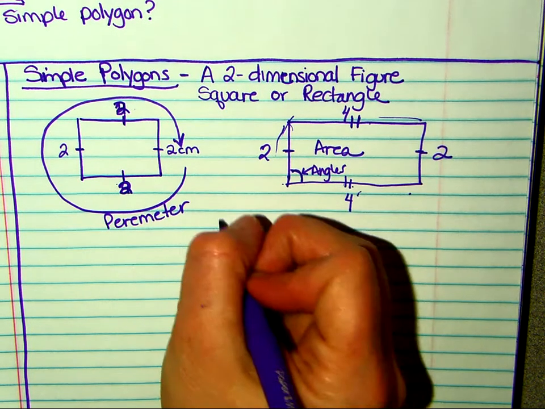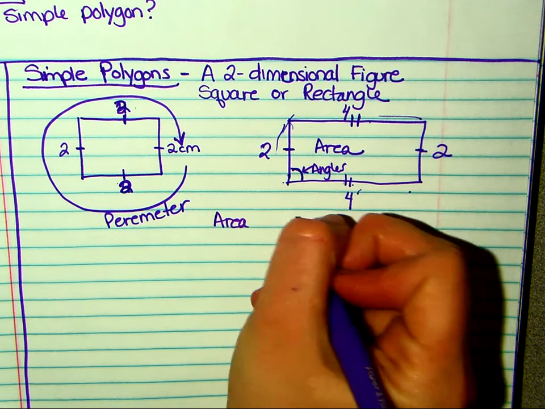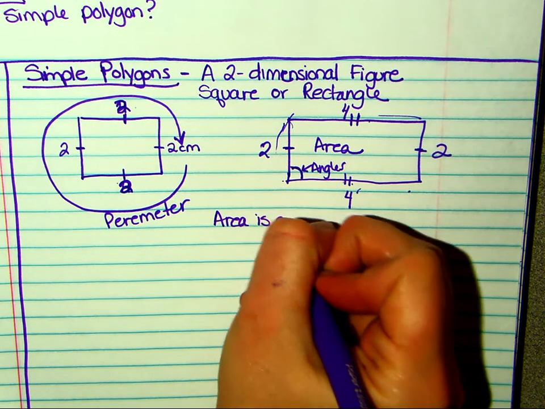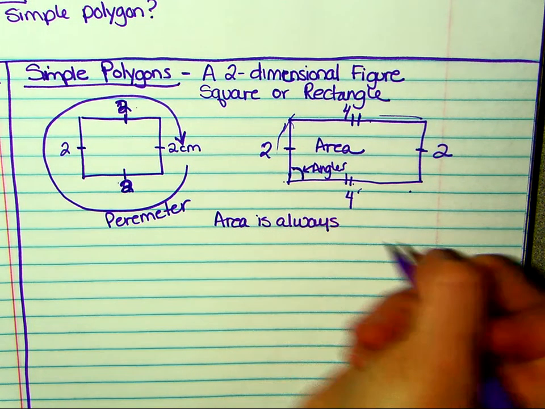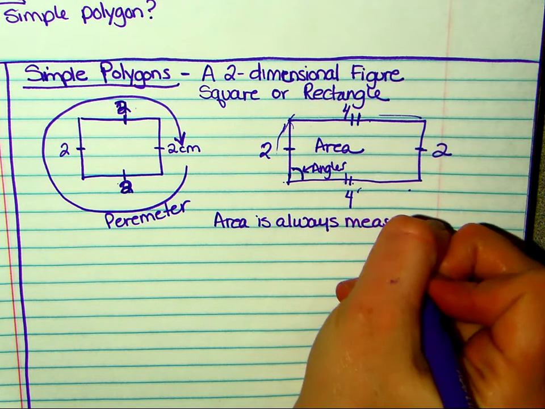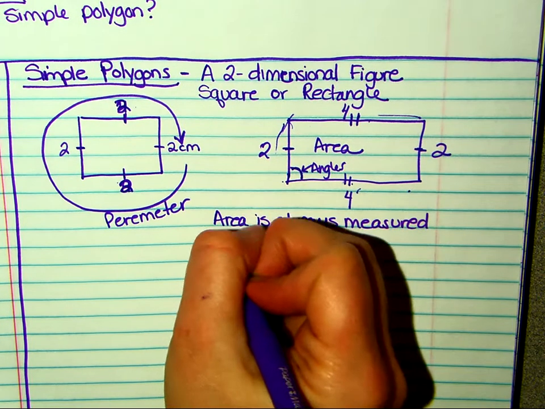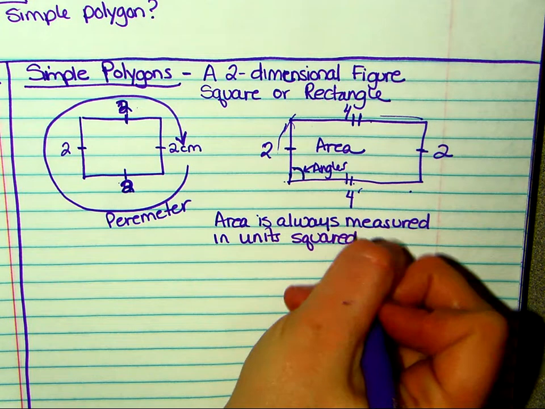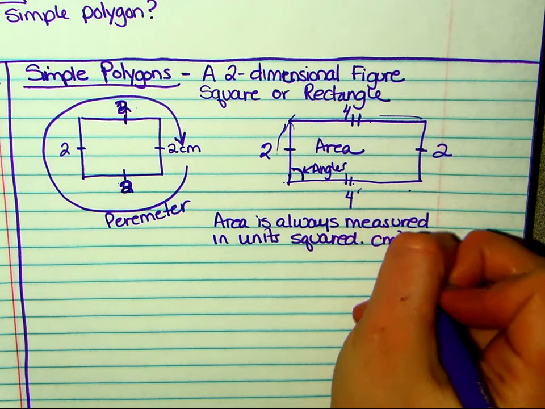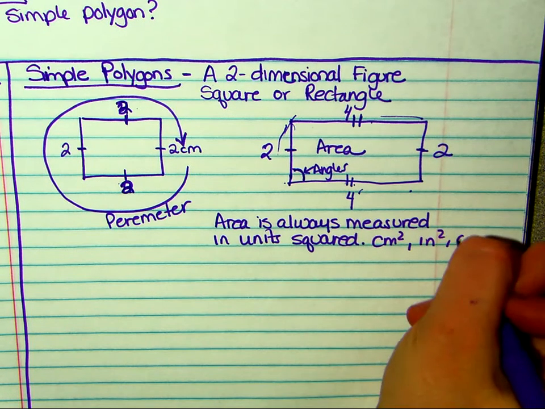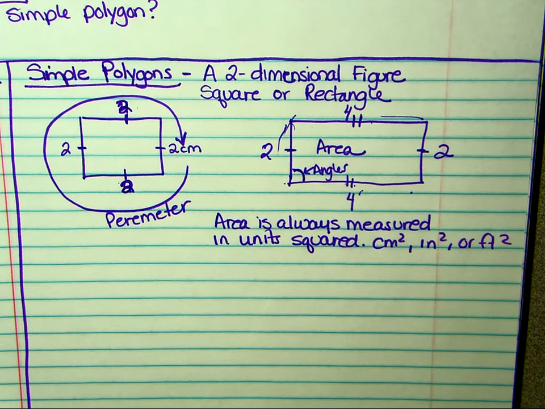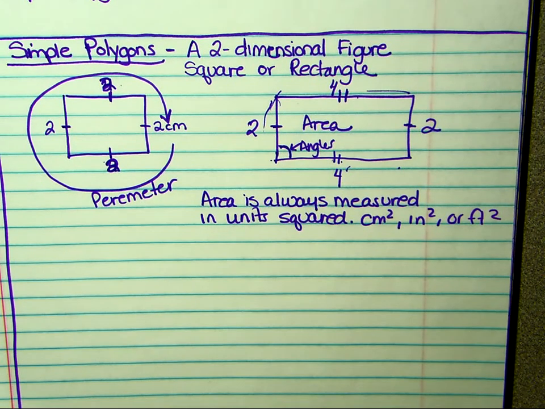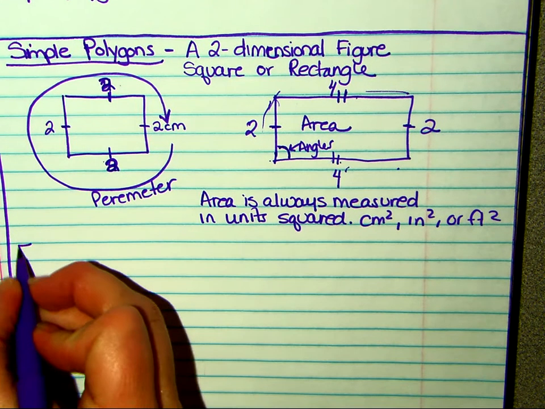Whenever we're doing area, we always want to measure it in units squared. So for example, that would be like centimeters squared, inches squared, or feet squared. Now the formulas for area for these simple polygons.